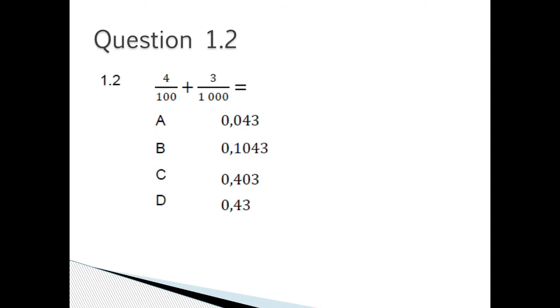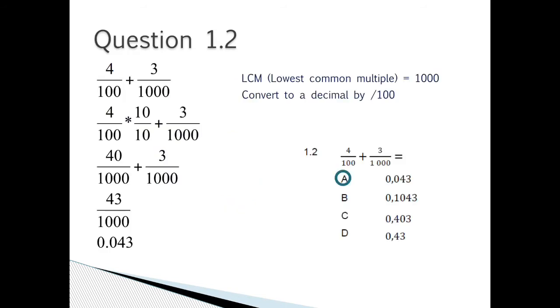4 over 100 plus 3 over 1,000 is equal to what? A, 0.043, B, 0.1043, C, 0.403, or D, 0.43. If you had to do the fraction sum 4 over 100 plus 3 over 1,000, you could say 4 over 100 times 10 over 10 plus 3 over 1,000.